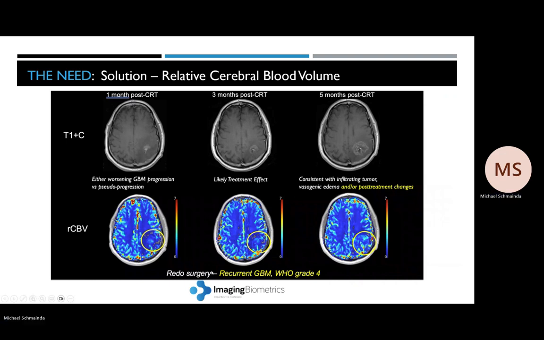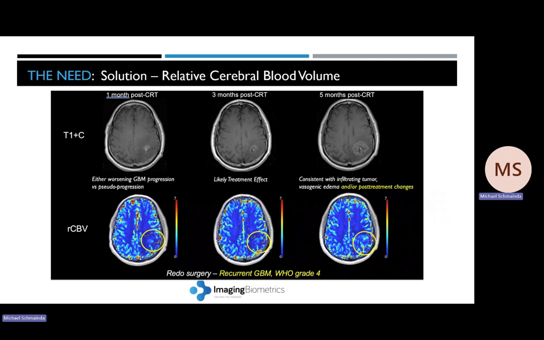Upon redo surgery, it came back as recurrent GBM. And if you look at the rCBV maps, you can see that there is increased vascularity in that region. So standard imaging cannot really tell the story. rCBV maps are a tremendous help in that regard.